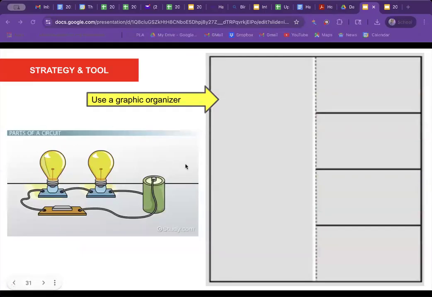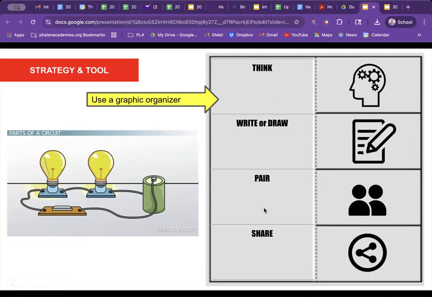The foldable can be partnered with an engagement strategy such as the think, write, draw, pair, share to provide a great way to ensure that all of the scholars are participating and thinking. So here could be the graphic organizer that you could use, the think, write or draw, pair, and then share.